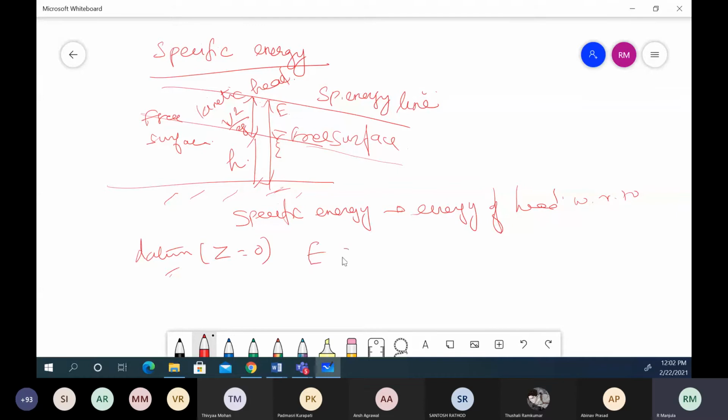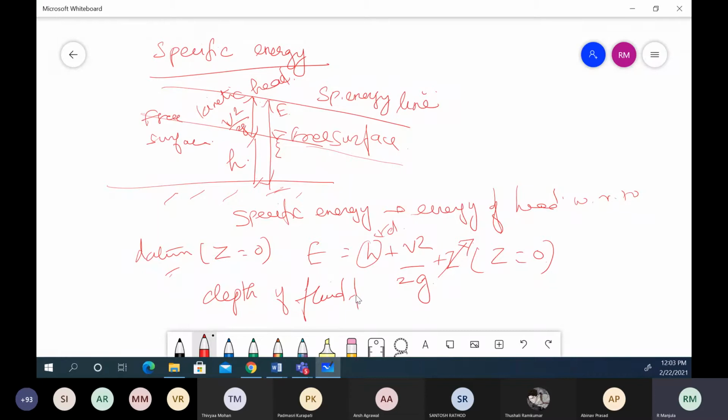Or I can say E is equal to H plus V square by 2g. If it is Bernoulli's equation, there is plus Z, and this H should be replaced by D. Am I right? Here Z is equal to 0, so Z will not be there. H represents the potential head, or the depth of fluid flow. Depth of fluid flow is the head of water. Plus this is the velocity head. This is the potential head, this is the velocity head, and your datum head is 0. That is nothing but your specific energy.